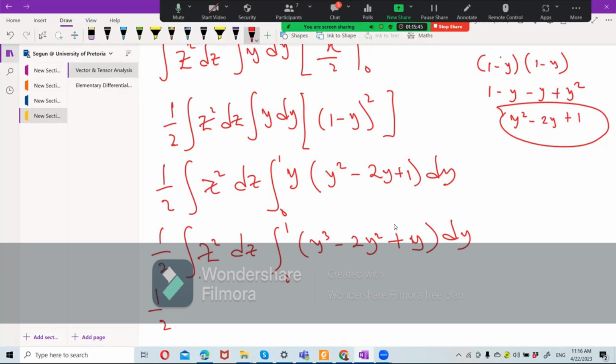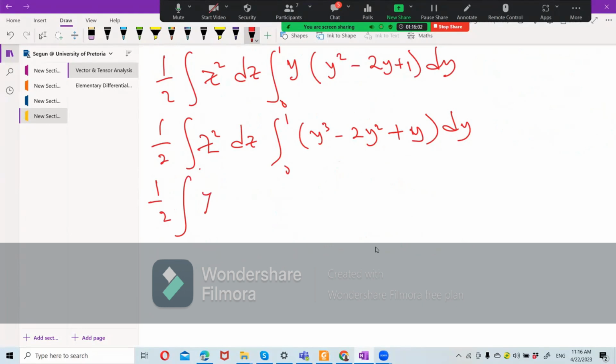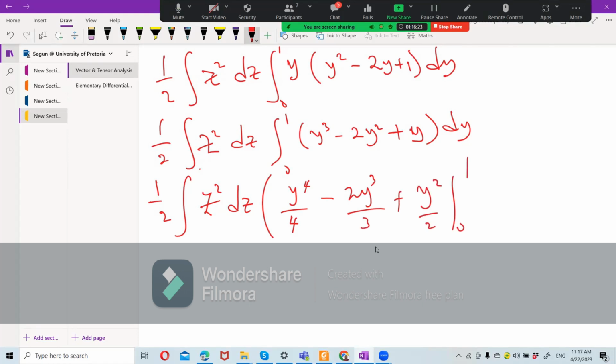So I'm going to have, remember, as we are moving on, you are not doing it like line integral. You're still going to have a single answer. This is not the x, y, z. So it's going to be integral of z squared dz. So for us to integrate this one, I have y^4 over 4 minus 2y cubed over 3 plus y squared over 2, 0 to 1.